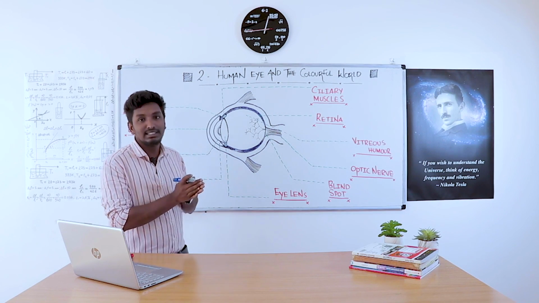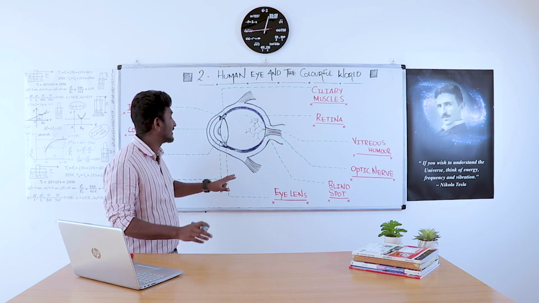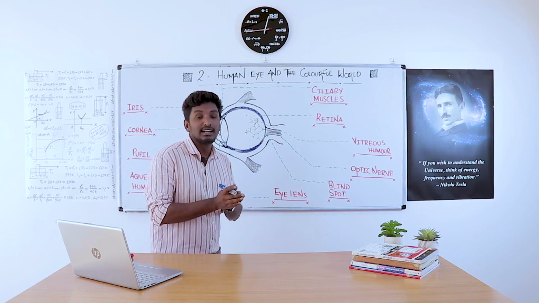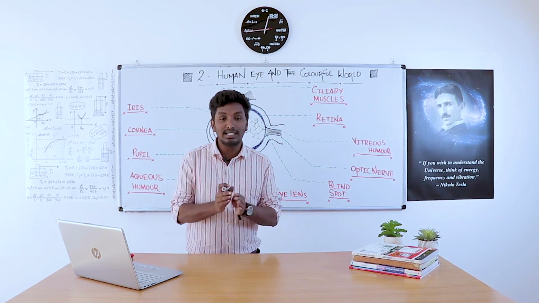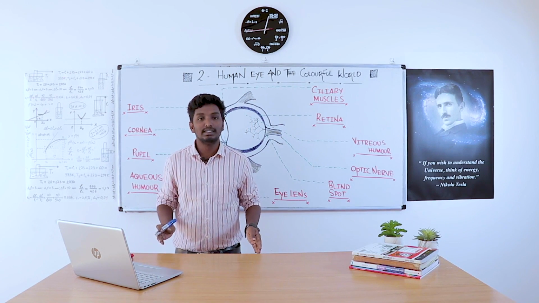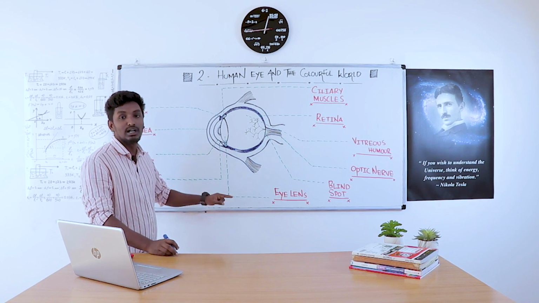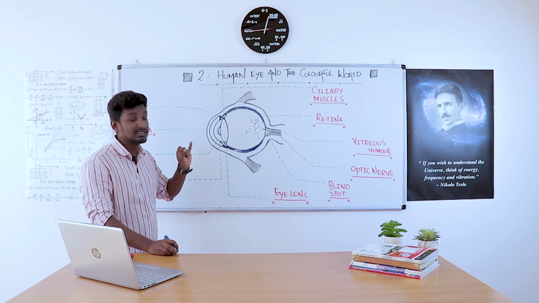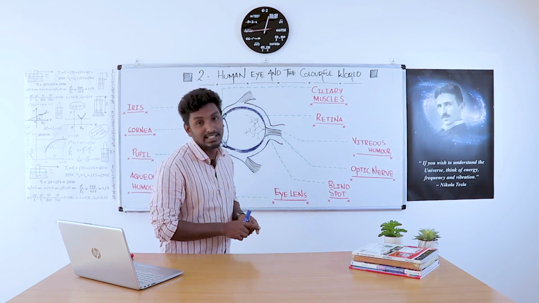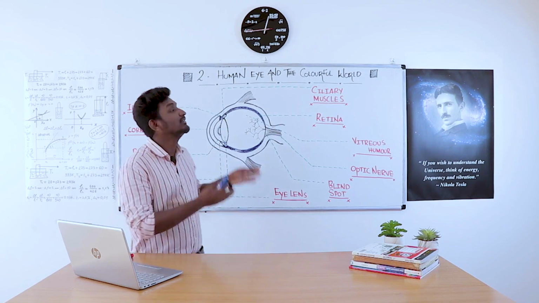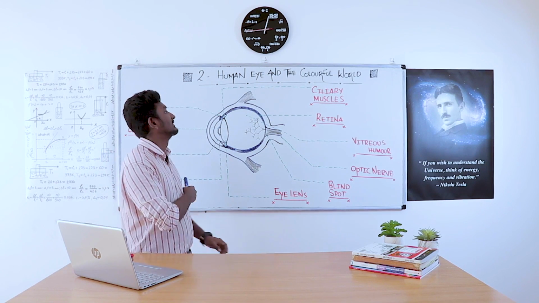The curvature of this lens can be adjusted with the help of ciliary muscles. Curvature can be adjusted, that means focal length can be varied. Focal length is not fixed. It can be varied with the help of ciliary muscles. So in the human eye we have a convex type eyelens, made up of jelly-like material, and the curvature of the lens can be changed with the help of ciliary muscles.